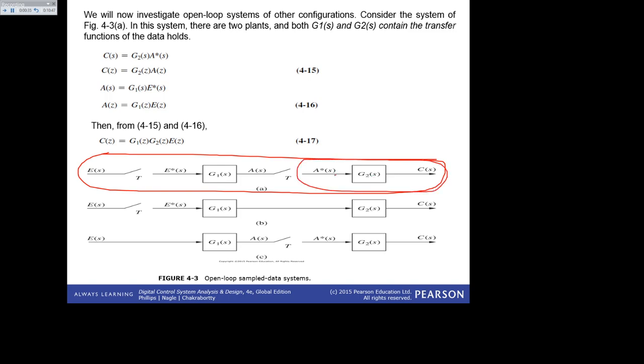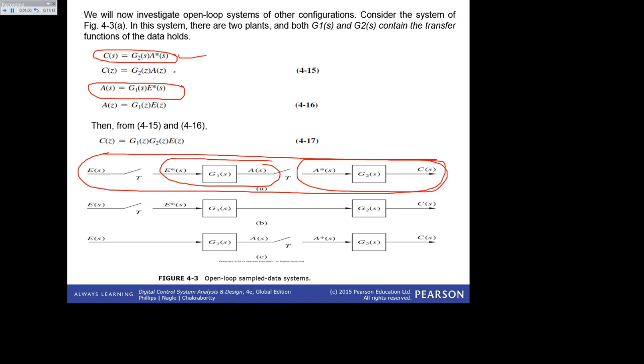C(S) is G2(S) A asterisk S. You see this one? And then I will get the other one. A(S) is G1(S) E(S). These two are from figure 4.3a. So if I apply the Z transform of both sides, this will be C(Z), this will be G2(Z), this will be A(Z). The same with this one.